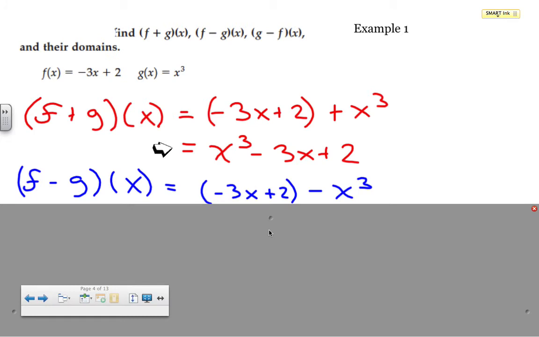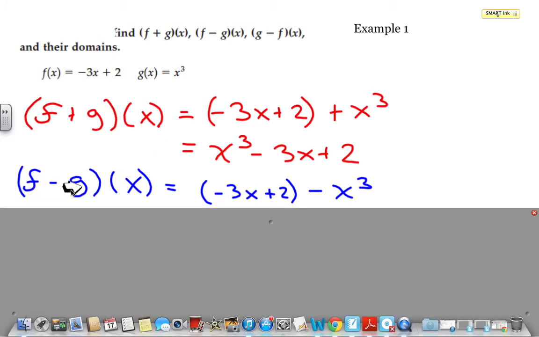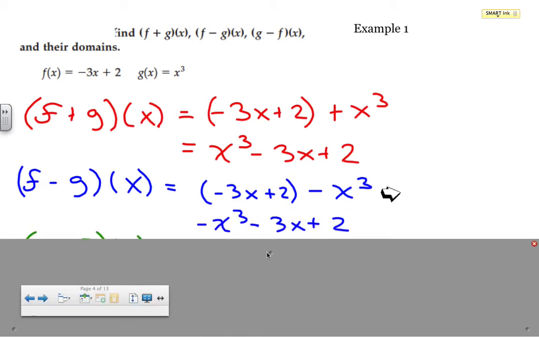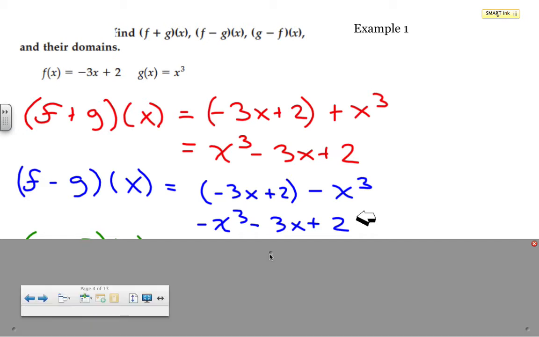So what happens if we're going to subtract? Notice it's f minus g of x. So we start with the same function, negative 3x plus 2 minus x to the third. Again, we can't simplify it at all. So we rewrite it: negative x to the third minus 3x plus 2. It's a negative x to the third because we were subtracting x to the third from the function.